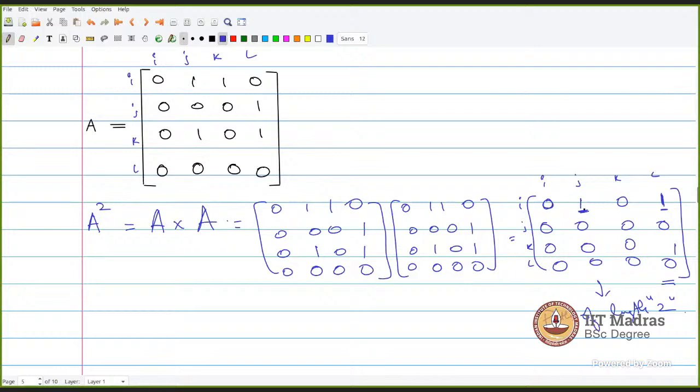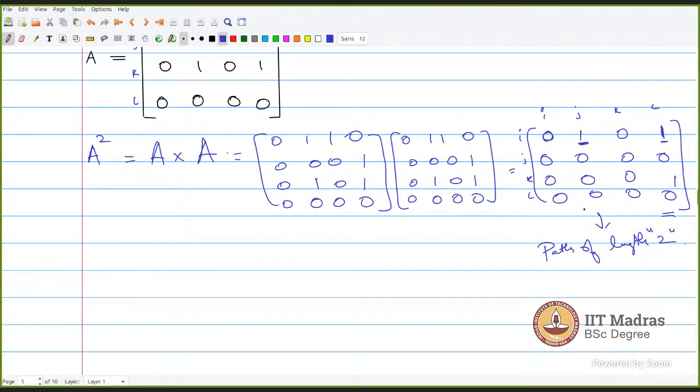Similarly, if I find A cube, A cube can be found once you have found A square. Any doubt? Sir, how to find A to the power 1001? Okay, if your number of vertices is less than 1001, this will become just a zero matrix.